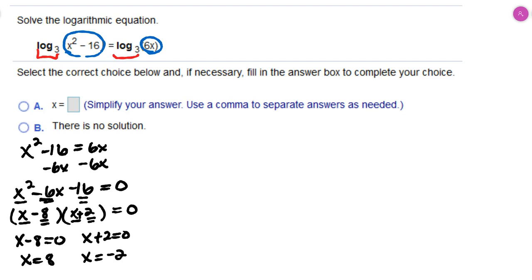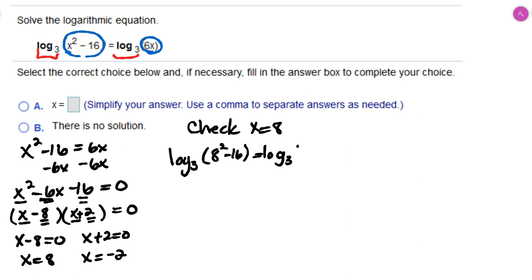Once I get these answers, I need to check to make sure that we're not taking the log of a negative value or the log of 0. So let's check x equals 8. For x equals 8, that would give me log base 3 of 8 squared minus 16 equals log base 3 of 6 times 8. And this is 64 minus 16, which is a positive. And 6 times 8 would be 48, which is a positive. So we're going to be able to keep that answer of x equals 8.